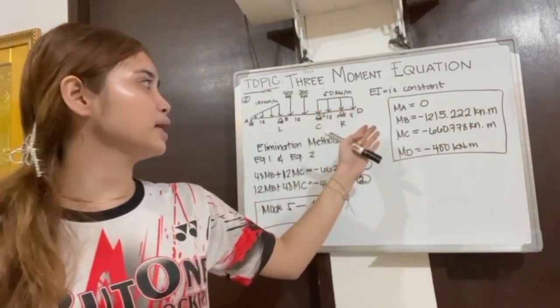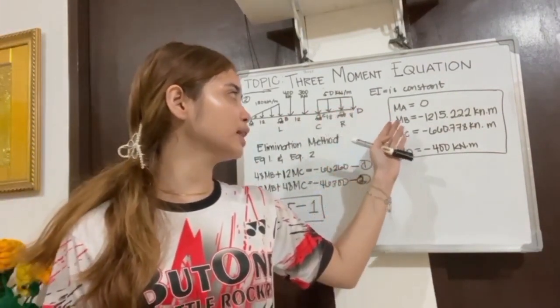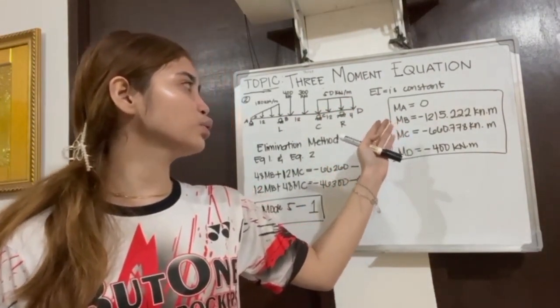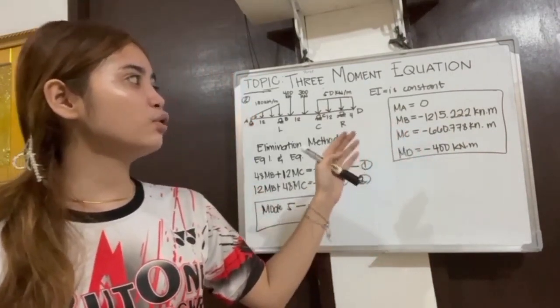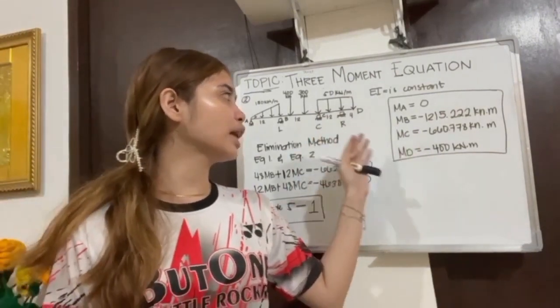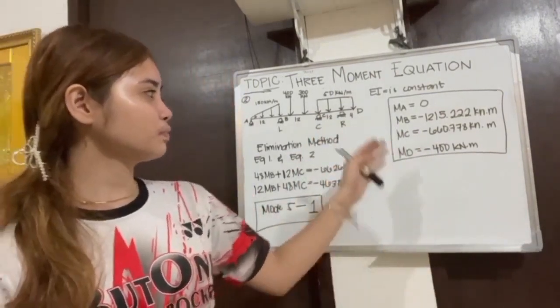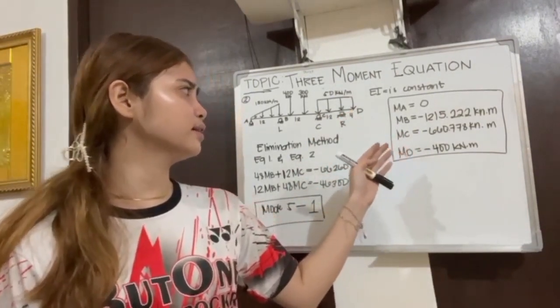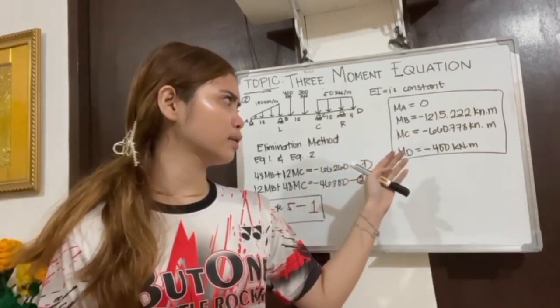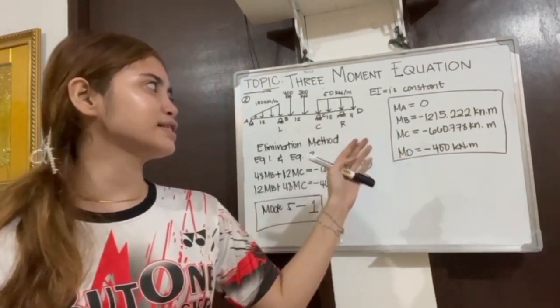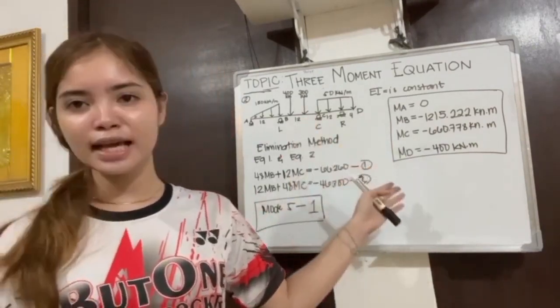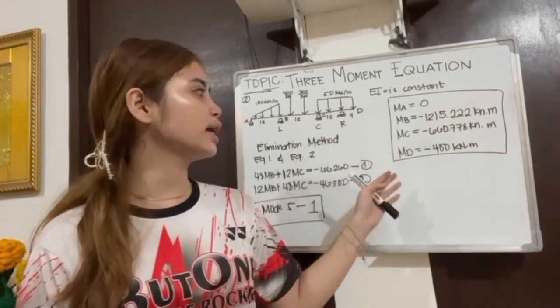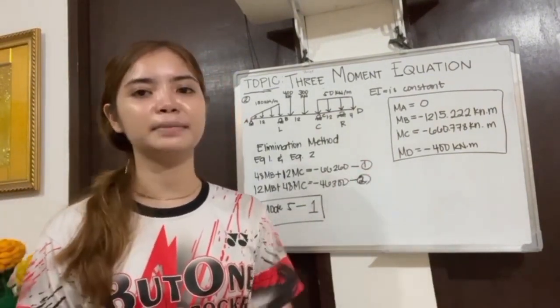Unya, ang MB is equals to negative 1,215.222 kilonewton per meter. Unya, ang atong MC is equals to negative 660.778 kilonewton per meter. And lastly, ang atong MD is equals to negative 400 kilonewton per meter.